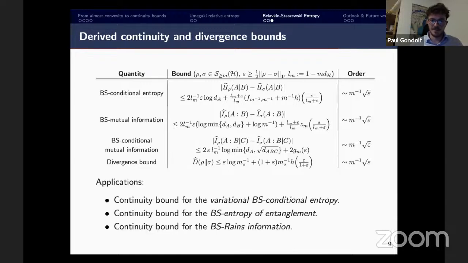Okay, and we then use these results to derive applications, and similar to the relative entropy, we get continuity bounds for the variational. We get the continuity bounds for the BS entropy of entanglement, the BS range information, and further our almost concave result for the BS entropy allows us also to prove continuity bounds for the variational definition of the BS conditional entropy.